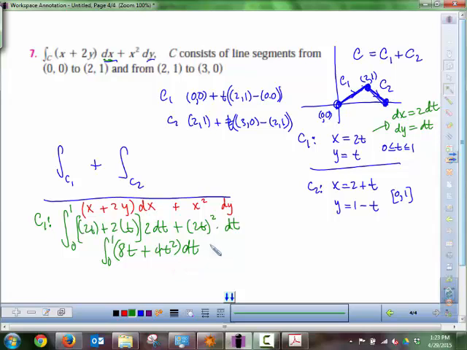Can we do this? 4t squared. That's 4/3 t cubed from 0 to 1. That's just 4 plus 4/3, which is what? 16/3. So that's the first one.